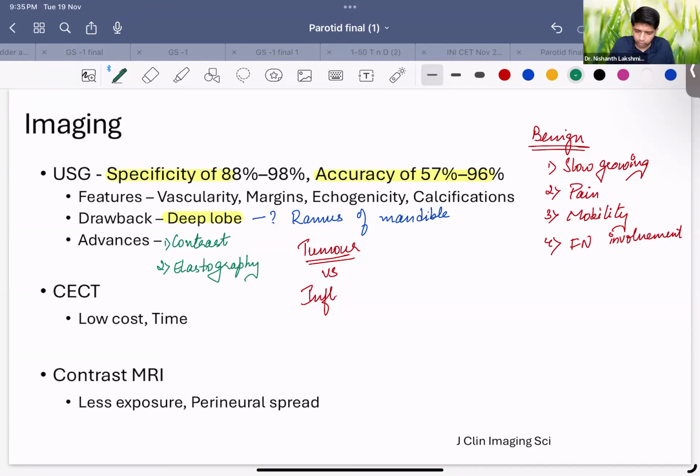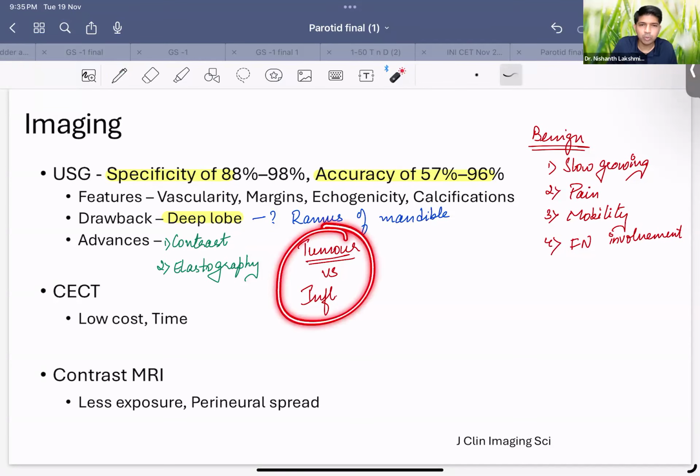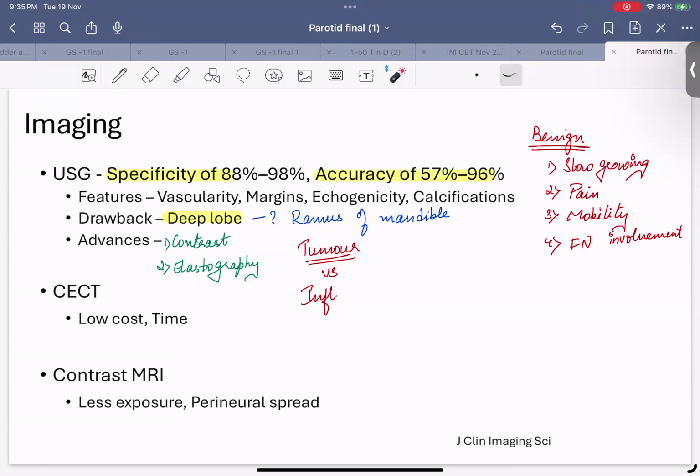Now, contrast, I told you, the idea is again to see whether vascularity is inside or from the periphery. That is where contrast will help. What about elastography? Do you think it's helpful or not? More, the hardness will be more in the tumors which have more reflex.